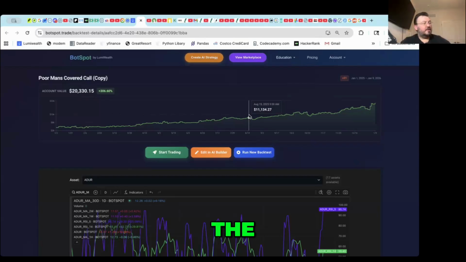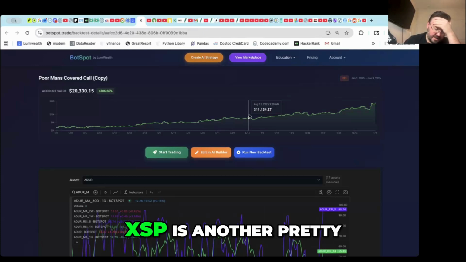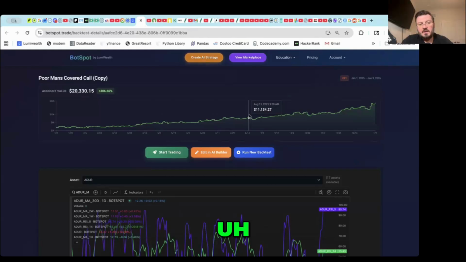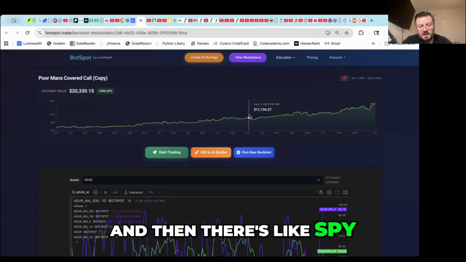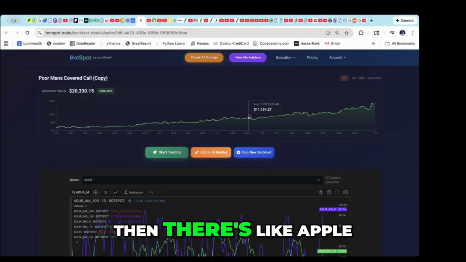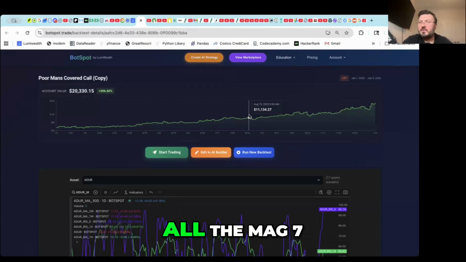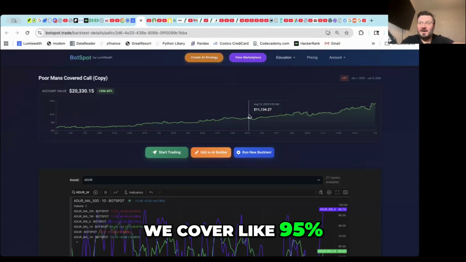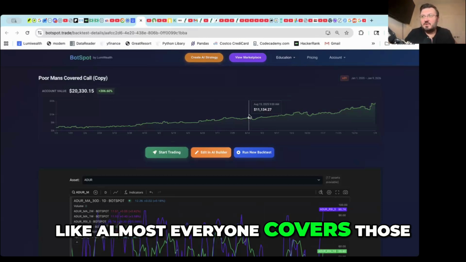Yeah, there's the popular stuff, right? There's the indexes, NDX, SPX, and then XSP is another pretty popular one, that's the mini, right? And then the VIX is a big one. And then there's SPY, QQQ, VOO, all the big ETFs. Then there's Apple, Tesla, Microsoft, Google, all the Mag 7, right? And then there's a bunch of other popular ones too, like Palantir, whatever. Basically, once we cover those, we cover like 95% of all cases. Almost everyone covers those, right?